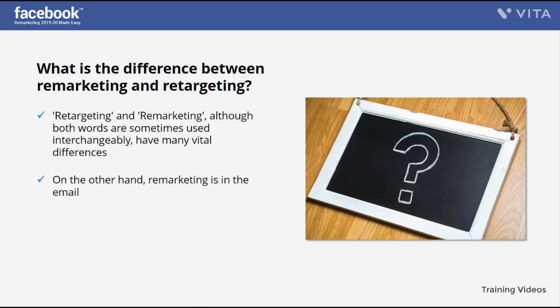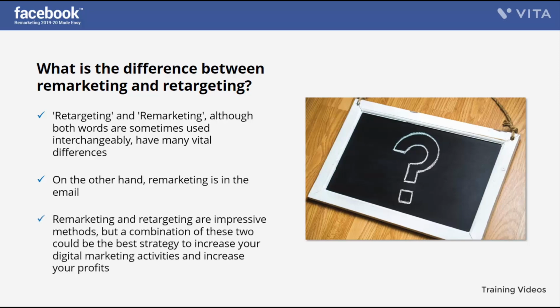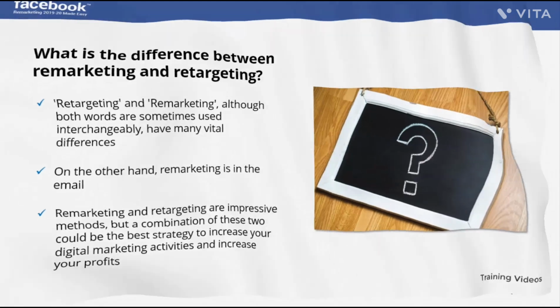We can also say that remarketing works by collecting consumer details and making a list. Then these lists are used to forward sales emails. Remarketing and retargeting are impressive methods, but a combination of these two could be the best strategy to increase your digital marketing activities and increase your profits.